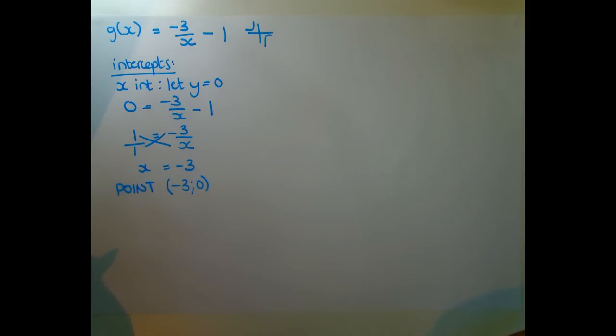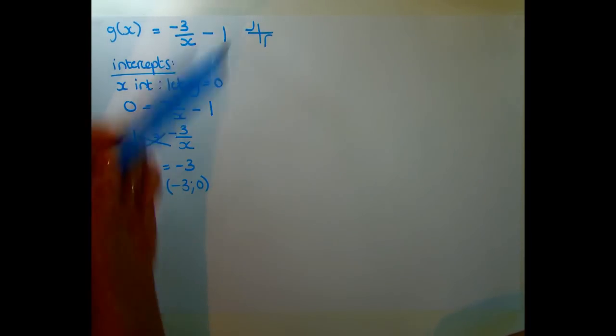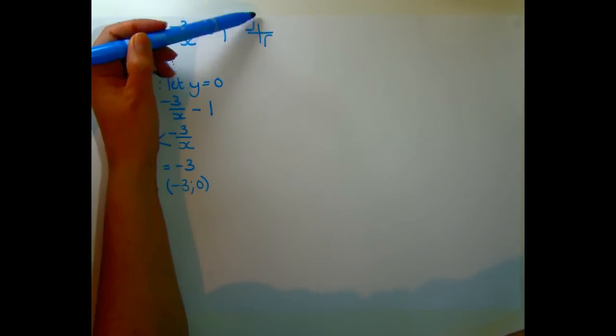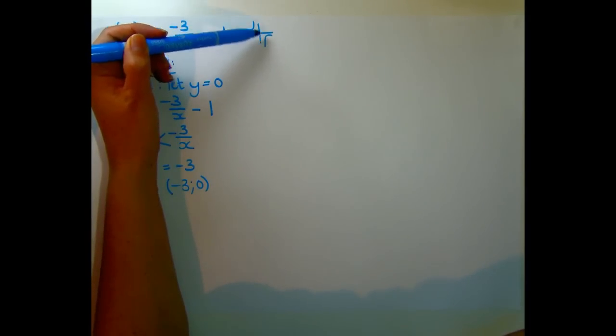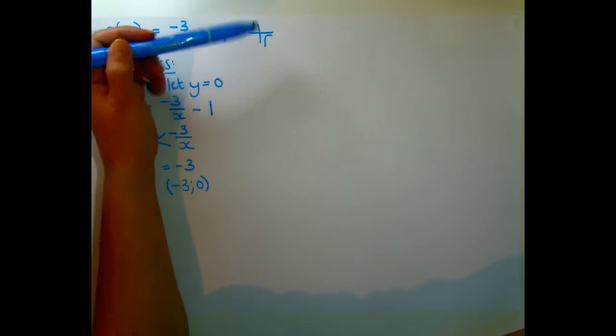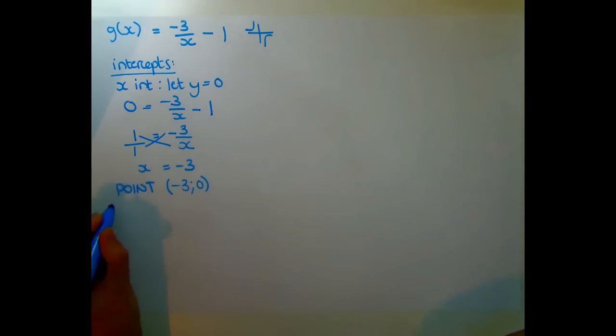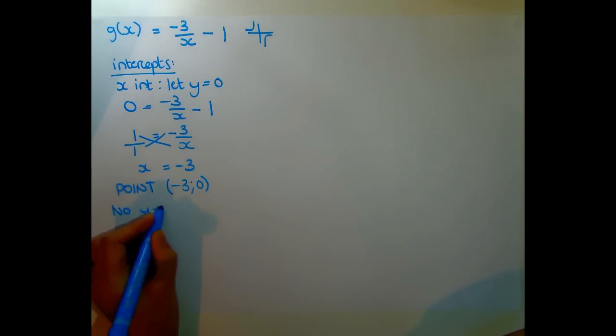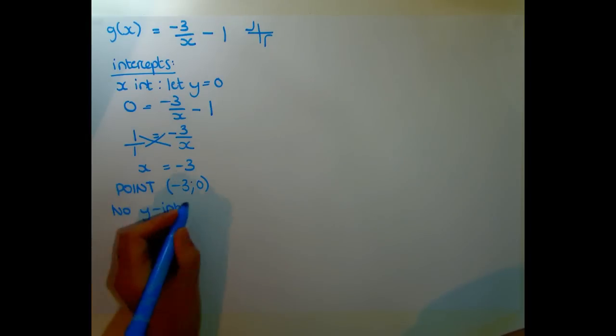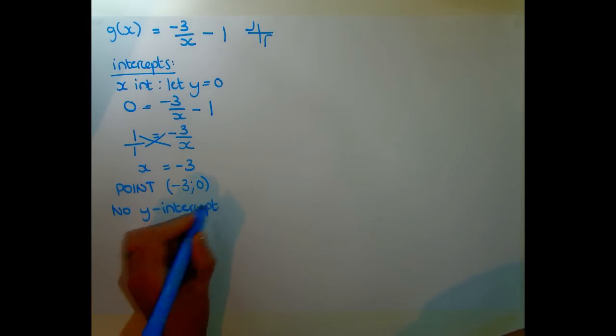Okay, now there isn't going to be a y-intercept again for the same reason, because this graph is not going to shift left and right, which means it's going to have an asymptote over there on the line that is the y-axis. So there is no y-intercept.